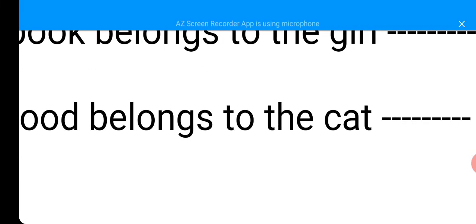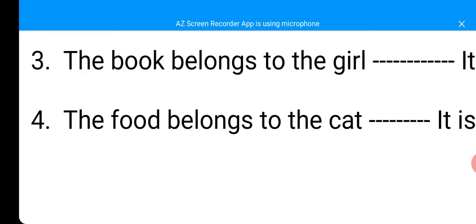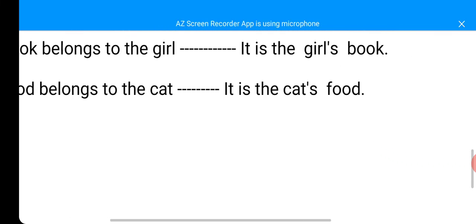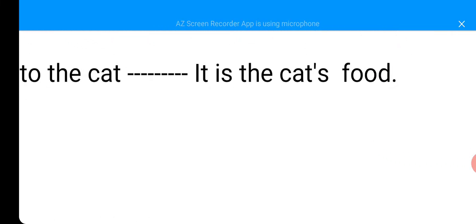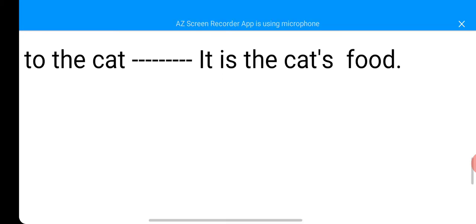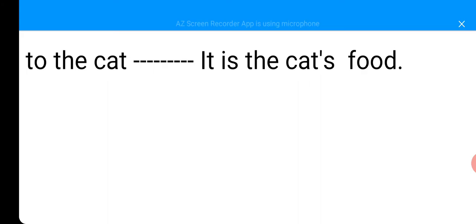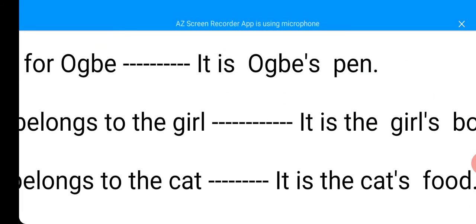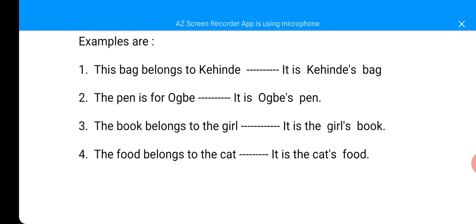Number 4: The food belongs to the cat. It is the cat's food. The cat owns the food. You can see the cat, C-A-T. You can see my apostrophe and the S. Then you have the food owned by the cat. So you have cat's food, showing that it's the cat that owns the food. It is the cat's food. This is how we use our apostrophe to show possession.